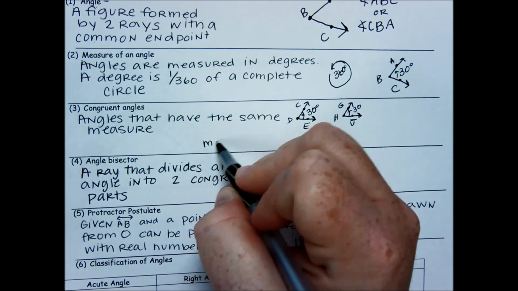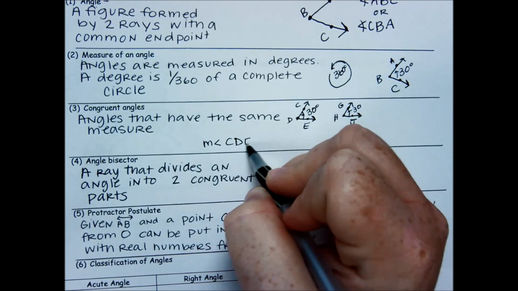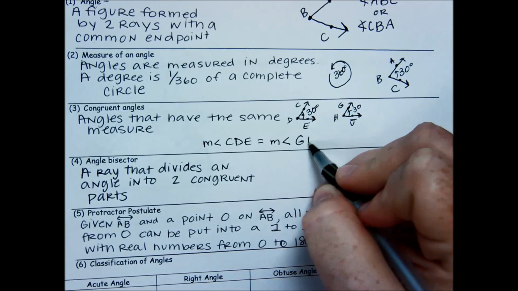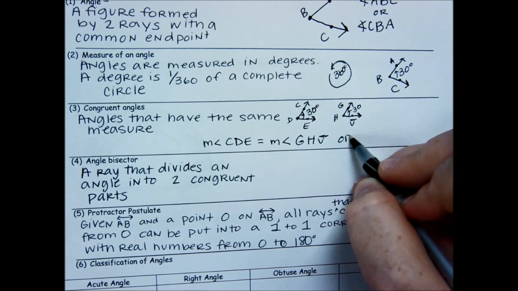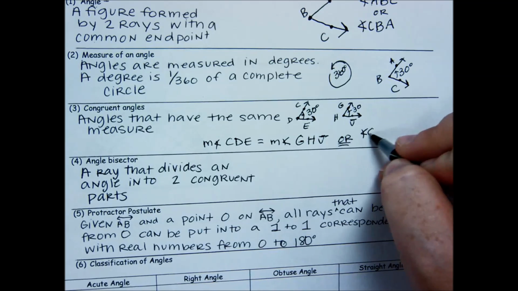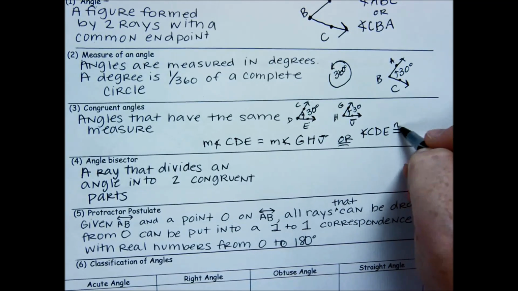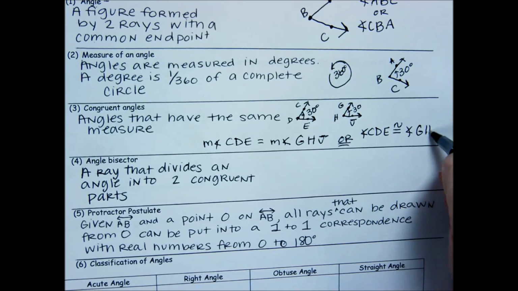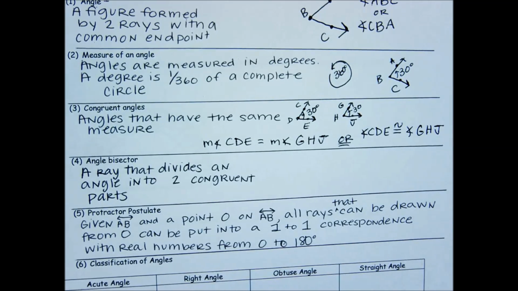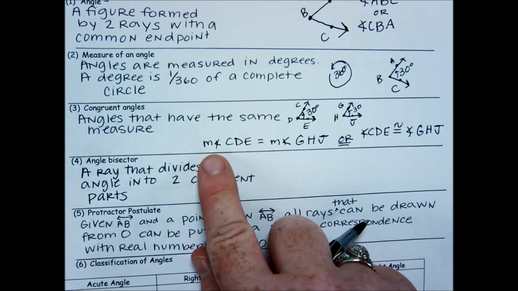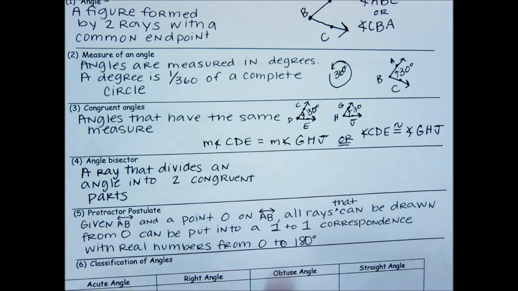So I can say that the measure of angle CDE is equal to the measure of angle GHJ, or I can say angle CDE is congruent, which means they have the same measure, to angle GHJ. If we're talking about congruency, we want to make sure we're using this symbol. If we talk about their measures being equal, we use the measures and we use the equal sign. So congruent angles have the same measure.